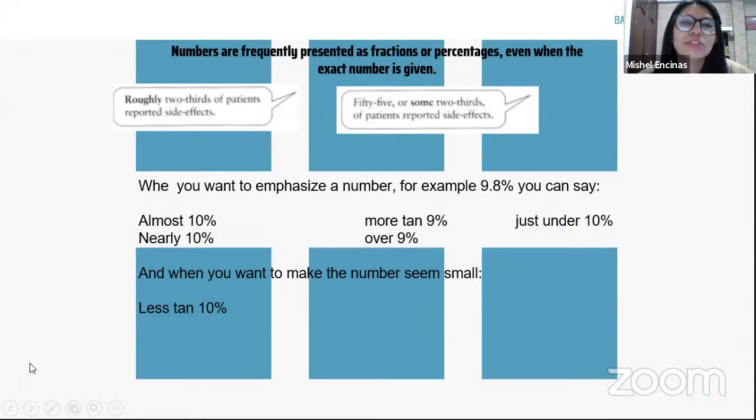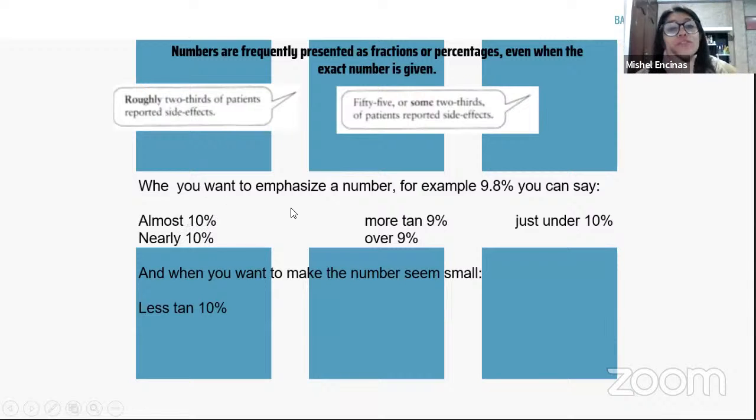Well, numbers are frequently presented as fractions or percentages, even when the exact number is given. For example, roughly 2/3 of patients reported side effects. And we speak the same in Spanish, right? We talk about fractions when we refer to something. Some 2/3 of patients reported side effects. Well, in English, it's the same, okay?